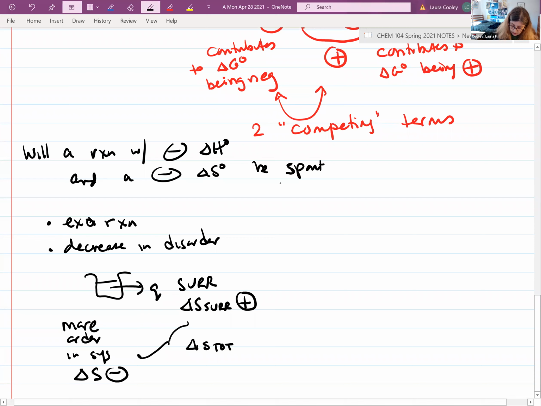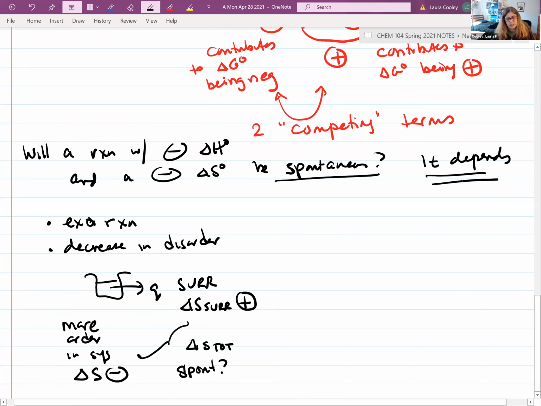Will this reaction be spontaneous? It depends. Same thing here. It doesn't matter which way you look at it. It depends. Well, what does it depend on?